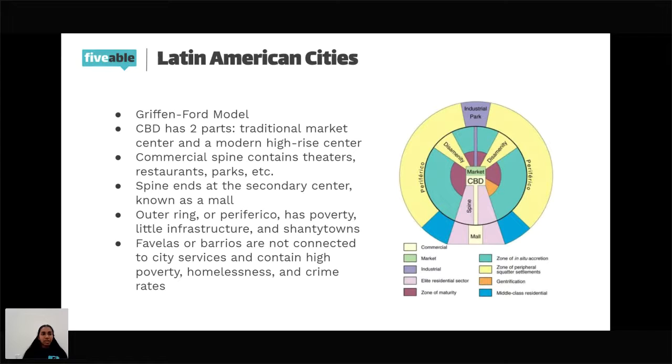Yes. And favelas or barrios are not connected to city services. So these are contained in the disamenity zones that you see right next to the periférico. And these favelas or barrios have high poverty rates, homelessness, and crime rates because they're usually not under direct control of the city. So they have a lot of bad environments there. And as you move out, you see public transportation, water supply, and electricity decreasing or even disappearing.